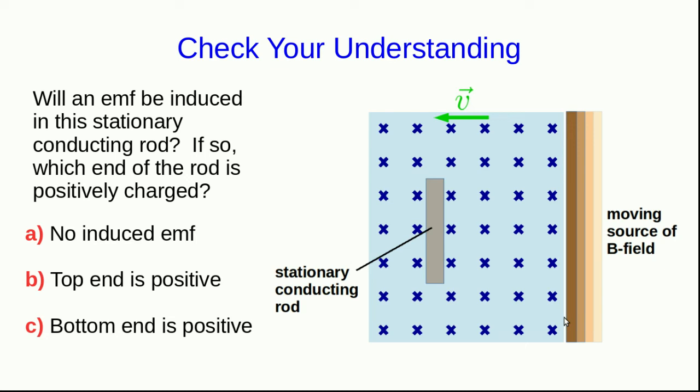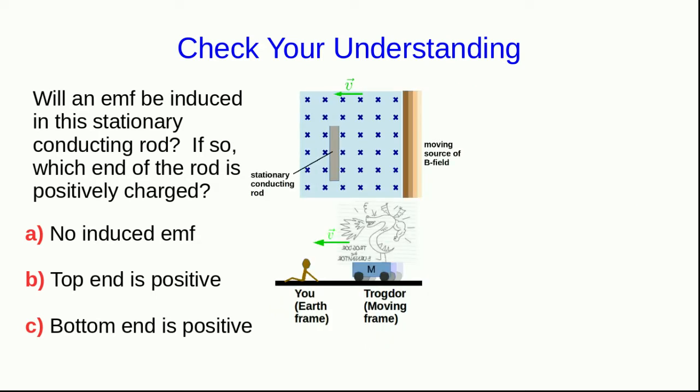Well, I hope that the past video lecture has helped you with this, because what you hopefully realize is that anything that's true for the stationary rod and the moving source of B field must be exactly true for the conducting rod moving and the source of the B field stationary. So we need to think about you and Trogdor again.